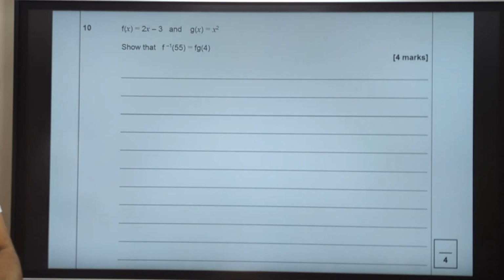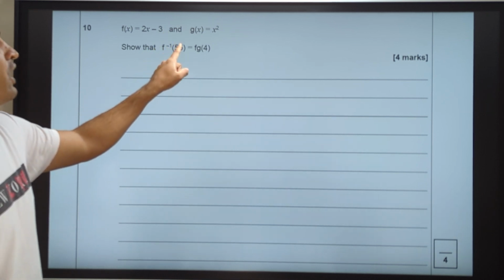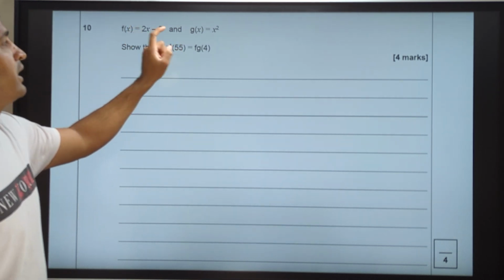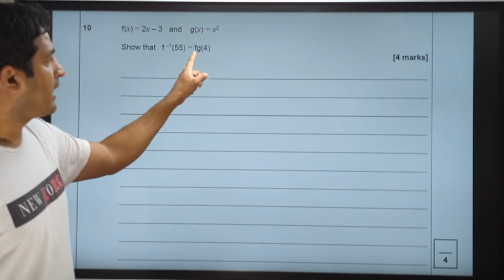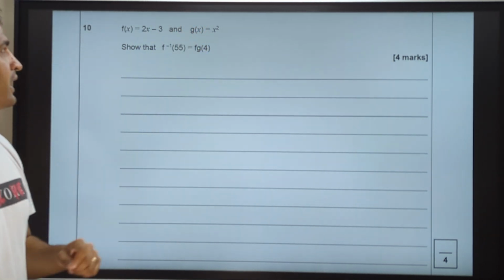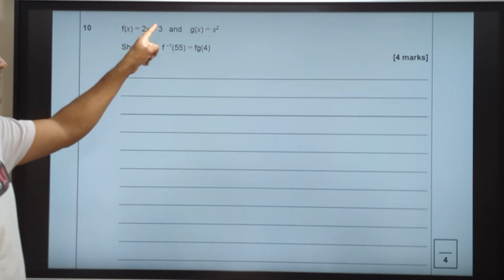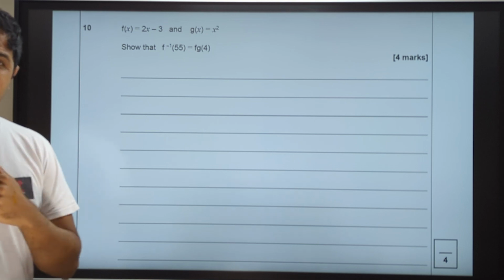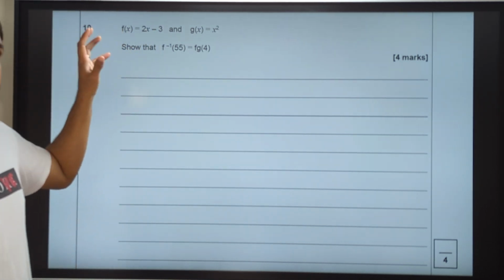Question 10. You've got two different functions and we need to show the inverse function of this one here is the same as this function, composite with this one, and 4 of that value is going to be exactly the same. So first thing I would do is I want to find the inverse function of 2x minus 3.